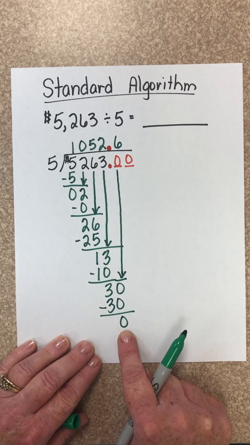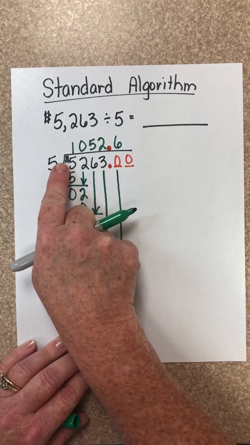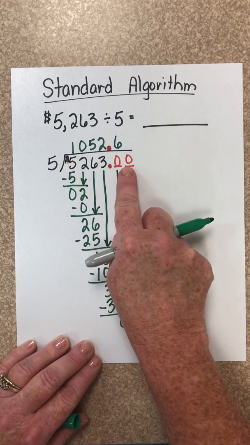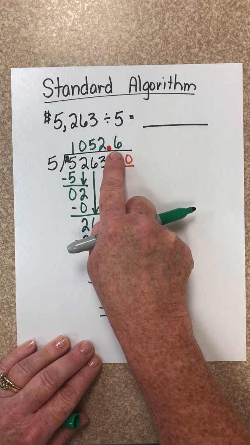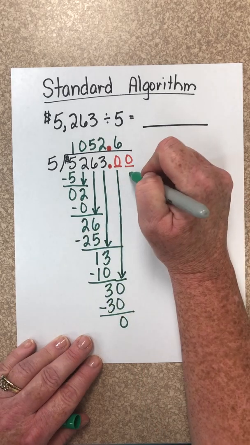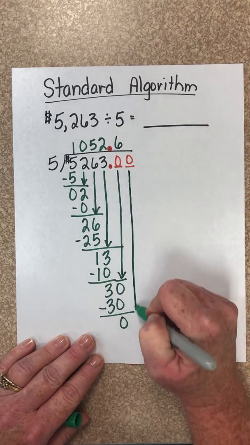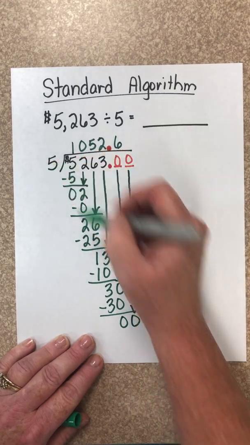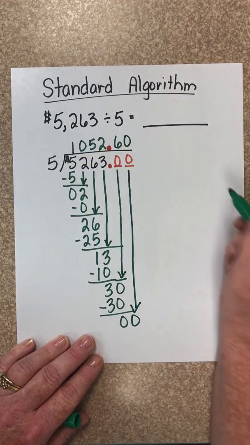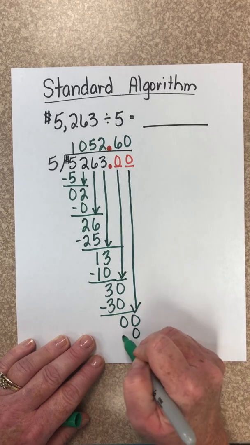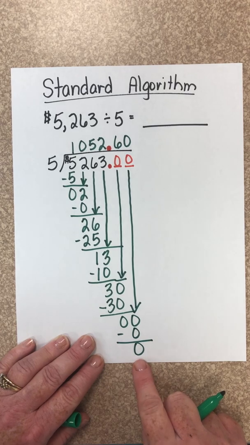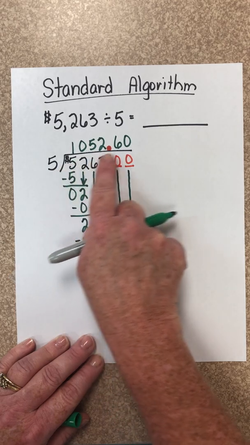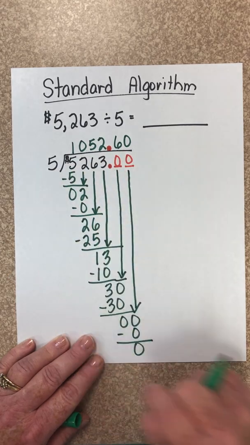But the difference in this problem is we are dealing with money. And with money, we must have 2 decimal places. We already have 1. We now need 2. So let's bring down that next 0. How many 5s are in 0? 0. 0 times 5 is 0. Subtract. And now this 0 tells us we are finally finished with the problem. And we know for sure, because dealing with money, we must have 2 decimal places.